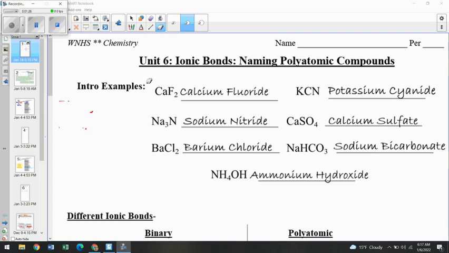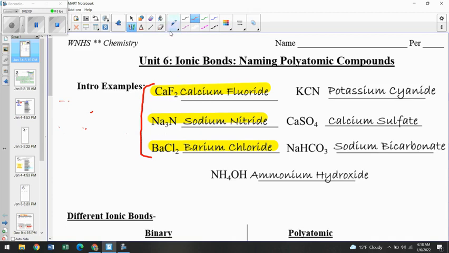Okay, so at the top here, I have a handful of examples of compounds and names. Now, these first three right here, let me go ahead and highlight these. They should look familiar: calcium fluoride, sodium nitride, and barium chloride. Before you walked in today, you should have been able to provide these formulas or names if you were missing one or the other. I know you're kind of rusty from break, so that's okay if this didn't go perfectly, but these are three that we can refer to as binary compounds.